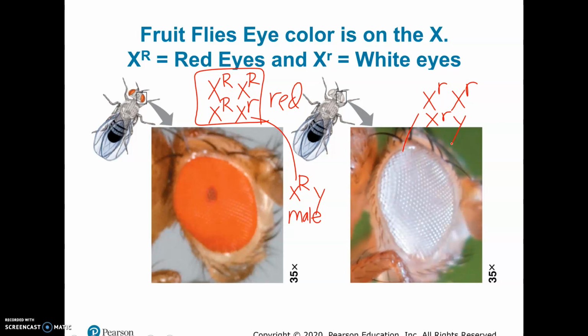Now I point this out because this is what makes sex-linked traits very unique, the fact that females have two copies of the X, but males only have one. Notice we do not write a letter on the Y. The Y chromosome, remember, is a completely different chromosome. It does not have the same genes as the X.